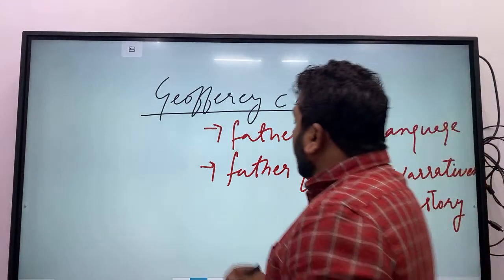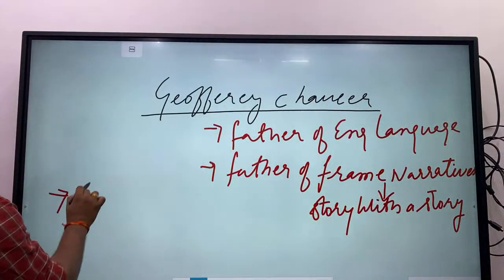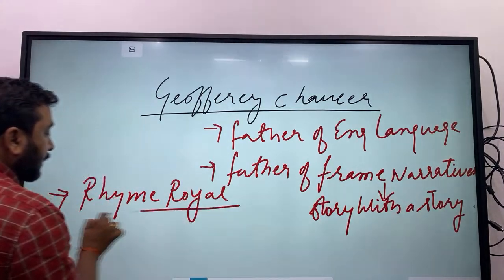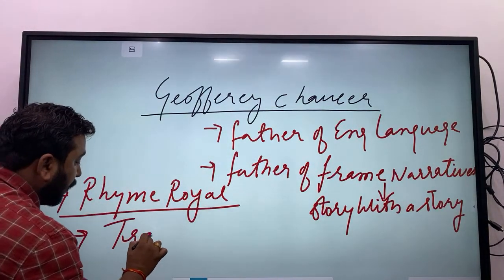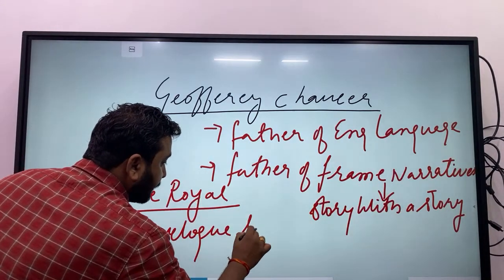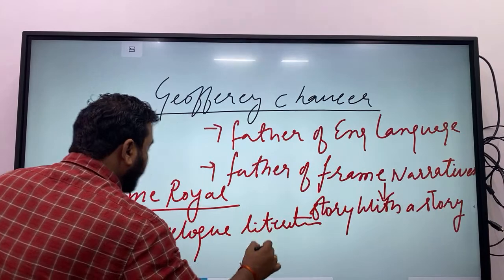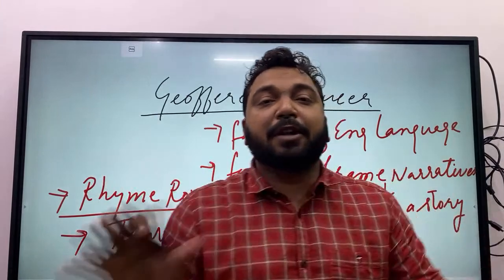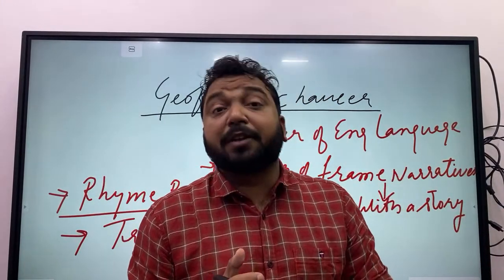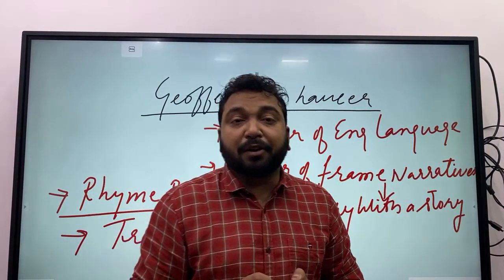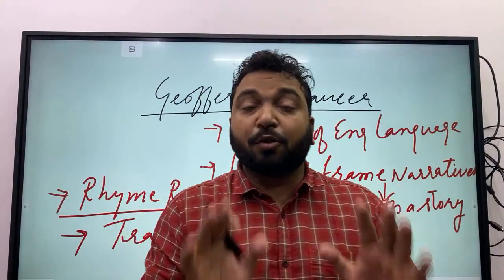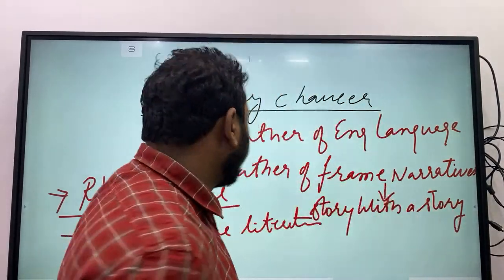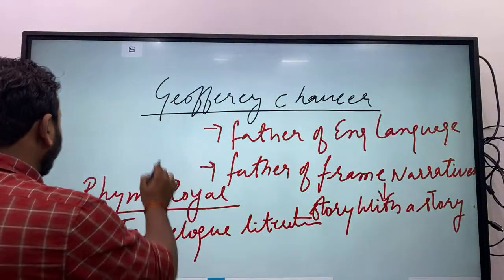Story within a story. That's called frame narrative. Please write it. Along with these things, Chaucer also gave us rhyme royal. He is the first writer to write travelogue literature. In short, what I mean to say, Chaucer being the first person, he is the father of almost everything. Father of short stories, father of storytelling, father of frame narrative, travelogue literature, father of rhymings. So, in short, dosto, we are going to read a real big writer. So, let's start. Take screenshots.